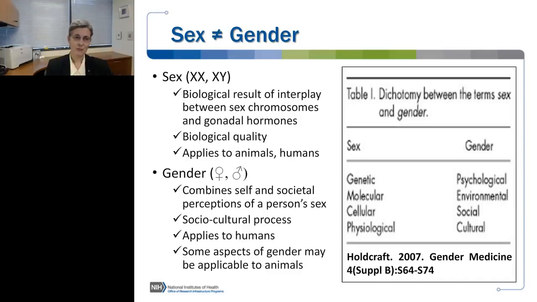However, there have been some recent discussions within the biomedical research community as to whether some aspects of gender could be applicable to animals, and if the definition of gender needs to be expanded to include animals. I've included here on this slide a table that further demonstrates this dichotomy between these two terms, where sex has genetic, molecular, cellular, and physiological aspects, while gender encompasses psychological, environmental, social, and cultural components.